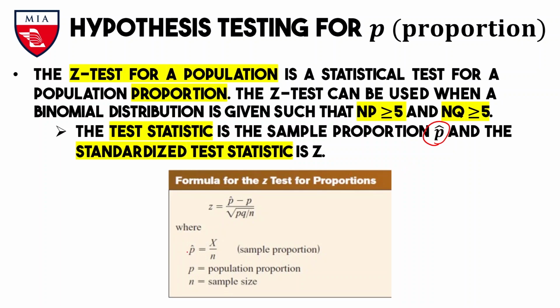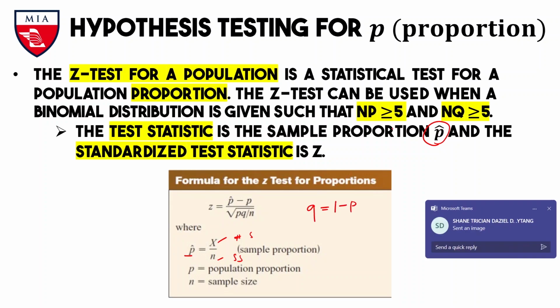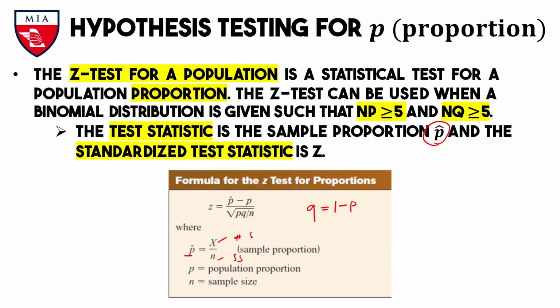If we remember, P hat is equal to X over N, wherein X is the number of successes and N is the sample size. And always remember, Q is equal to 1 minus P. In order for us to prove that we can use the z-test for population proportion hypothesis testing, all we need to do is check this condition. If NP is greater than or equal to 5 and NQ is greater than or equal to 5, therefore we can use this formula.